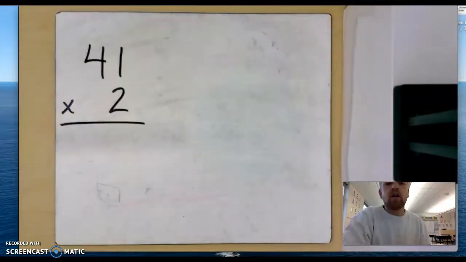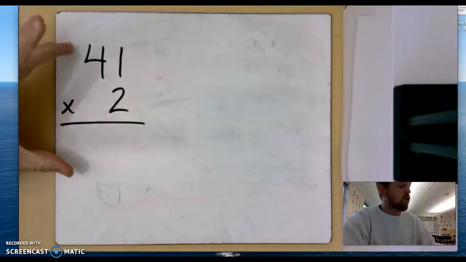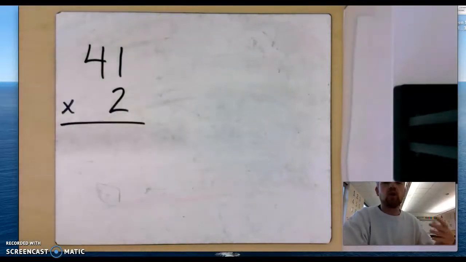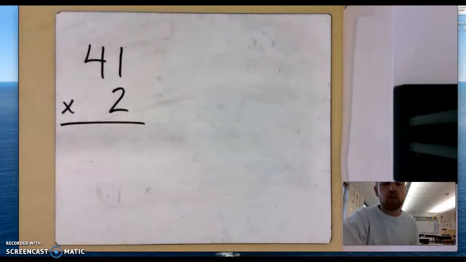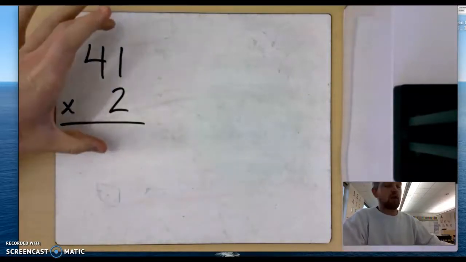The last one we're going to work through here together before you have a chance to practice this on your own is going to be 41 times 2. So again, you'll notice I'm always lining them up the same. This is my standard form for a multiplication problem. You've seen this with addition before. You've seen this with subtraction. We're always making sure that our place values line up.